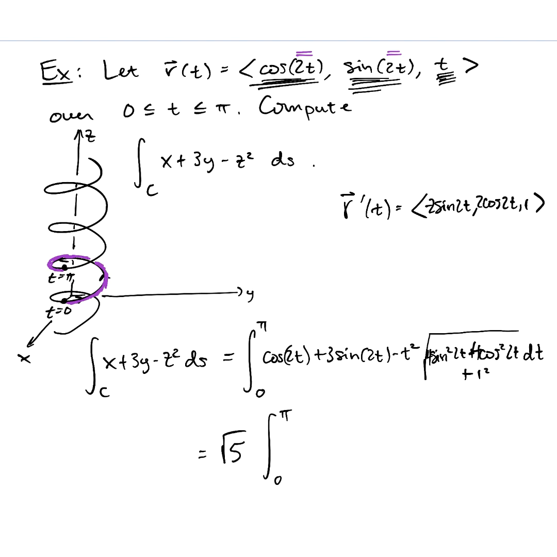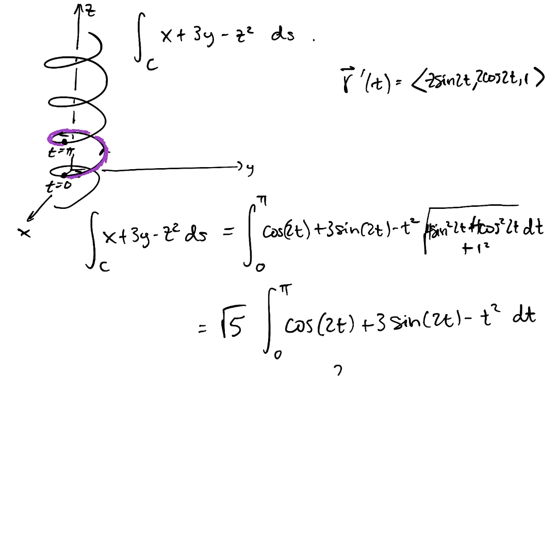The integral from 0 to pi of cos 2t plus 3 sine 2t minus t squared, all done dt. And from here, this is just a regular old integral, from here out. So I'll let you guys finish the job there. That integral is not so hard.